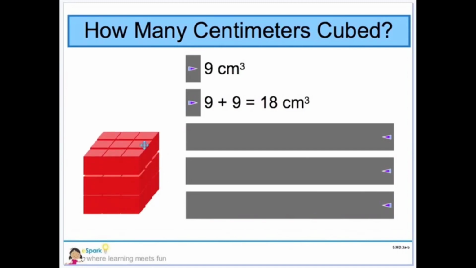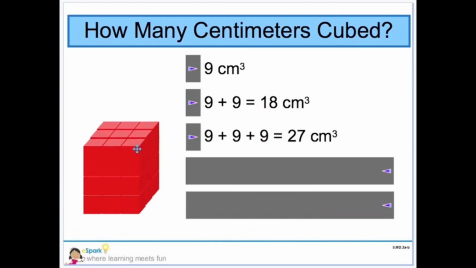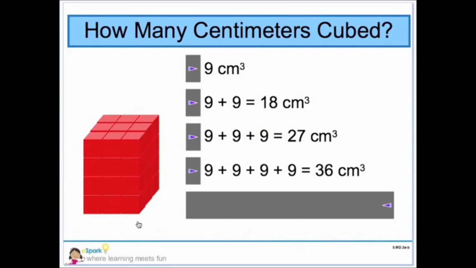Watch the prism get taller as we add more layers. Also, keep an eye on our addition equations. For each layer we add one more addend of 9, and the sum increases by a multiple of 9. And our answer is always noted in centimeters cubed.